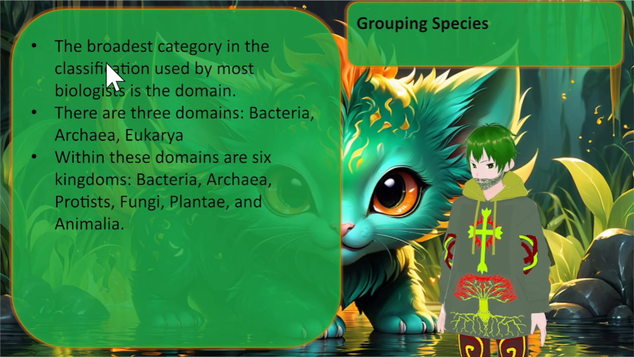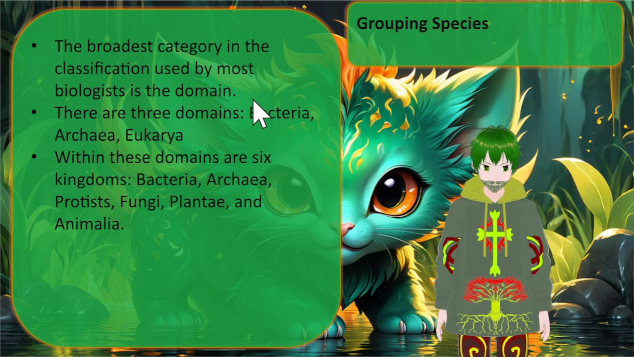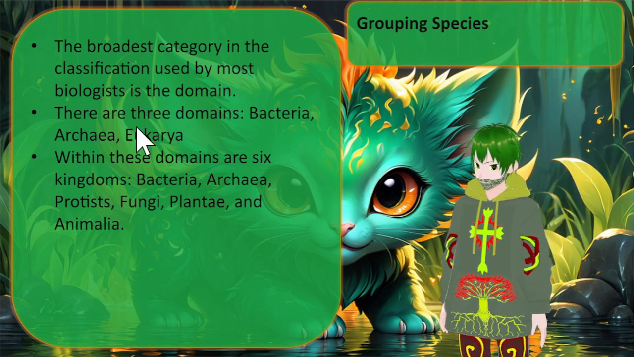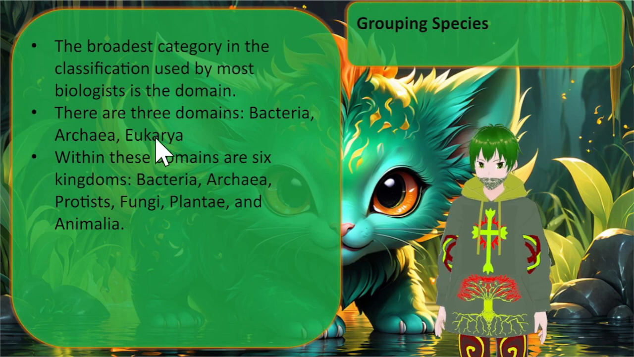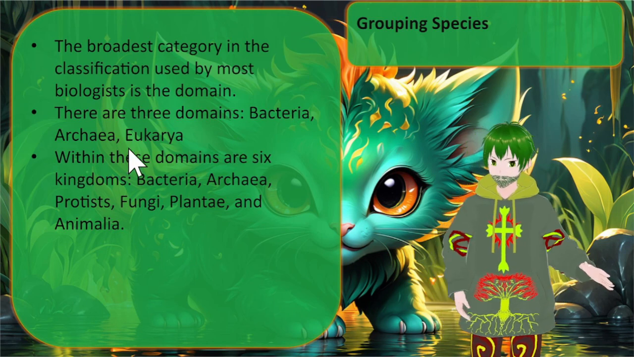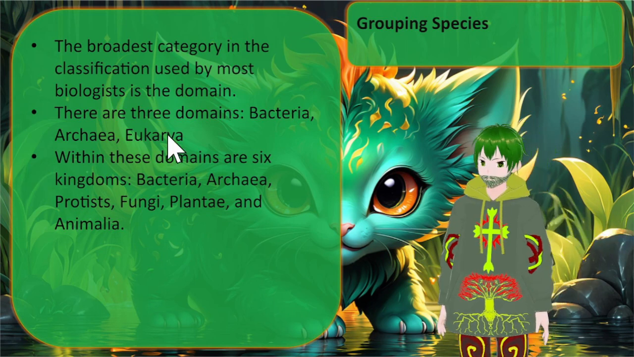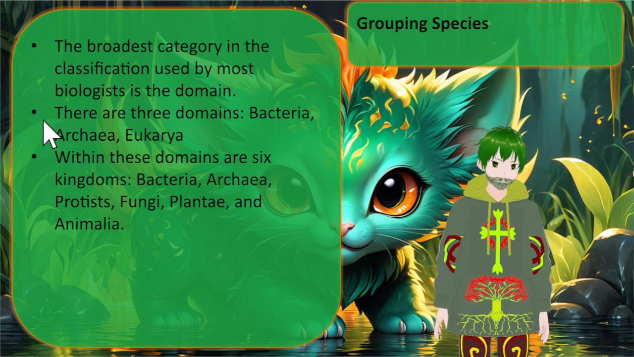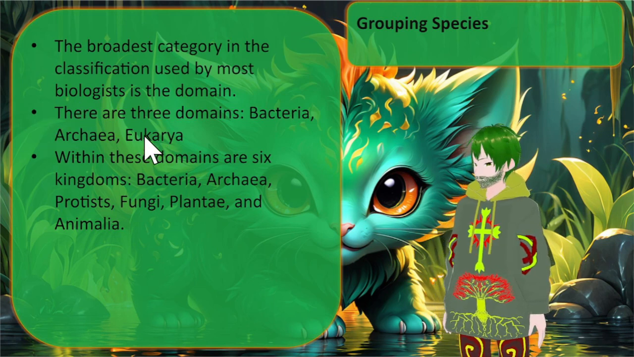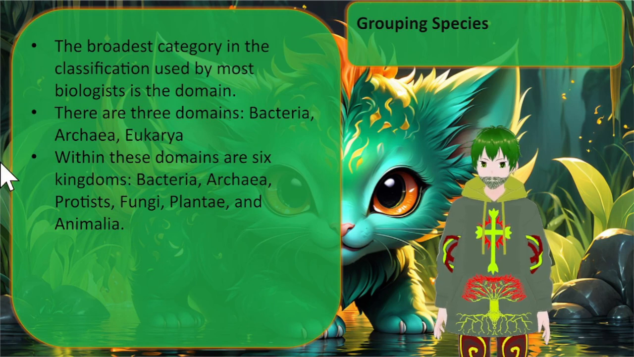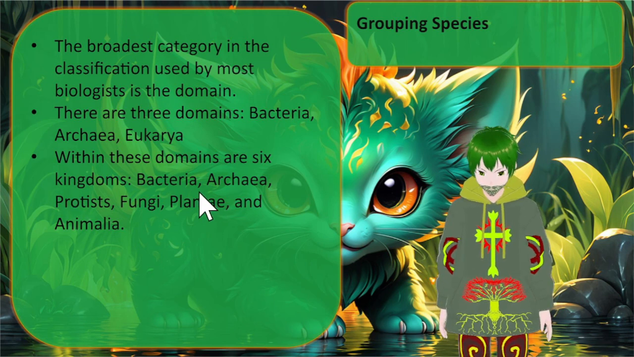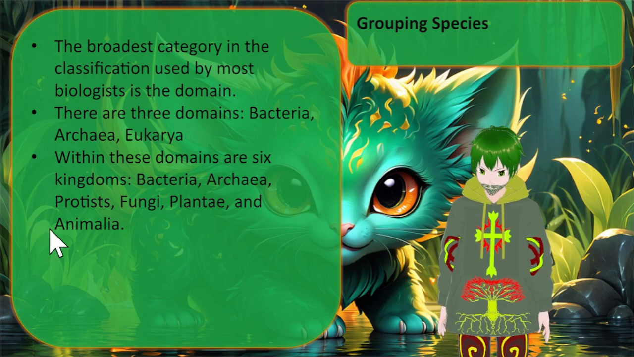So the broadest category within cladistics is going to be the domain. It includes three broad domains: bacteria, archaea, and eukarya. These names are slightly different, or I've seen slightly different names in different textbooks, so we're going to use these, but understand that if you move on to some upper level biology class, these might be slightly different in the way that they're spelled. But the general root words are all the same. Within these domains are 6 kingdoms, which are bacteria, archaea, protists, fungi, plants, and animals.